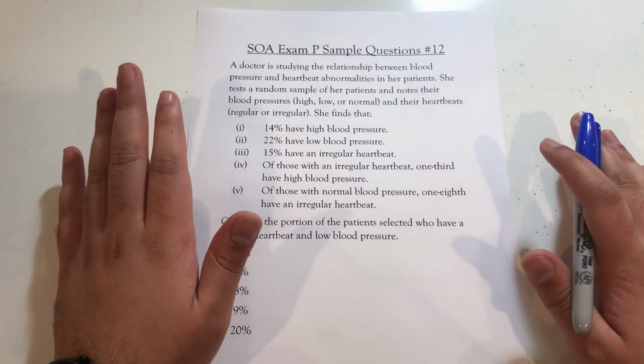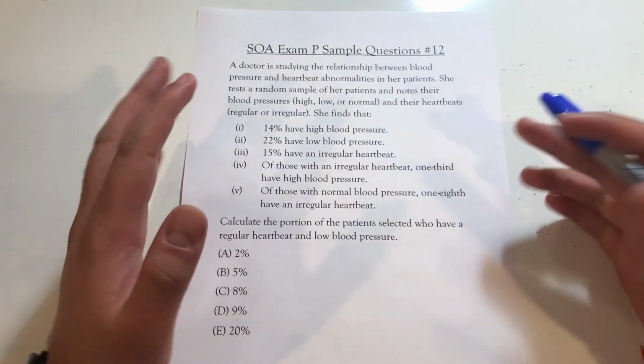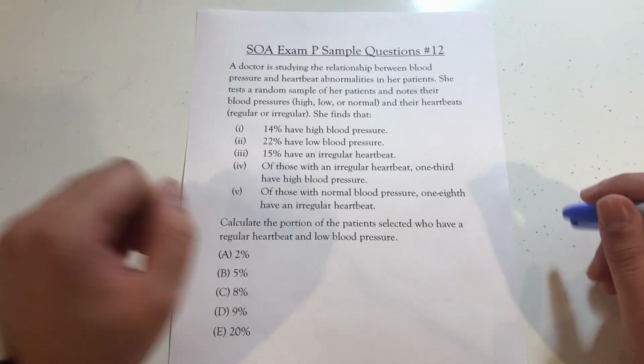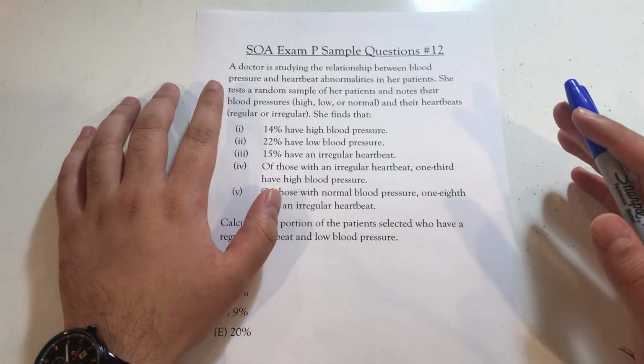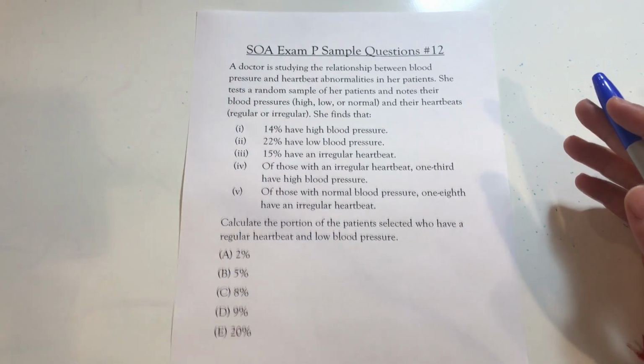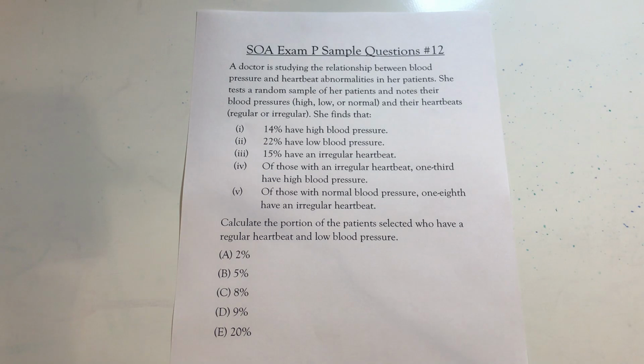All right, so in this video, we're going to be going over sample question 12 from the Society of Actuaries, Exam P, list of sample questions. The question reads, a doctor is studying the relationship between the blood pressure and heartbeat abnormalities in her patients. She tests a random sample of her patients and notes their blood pressure, high, low, normal, and their heartbeats, regular or irregular. And she finds the following pieces of information.